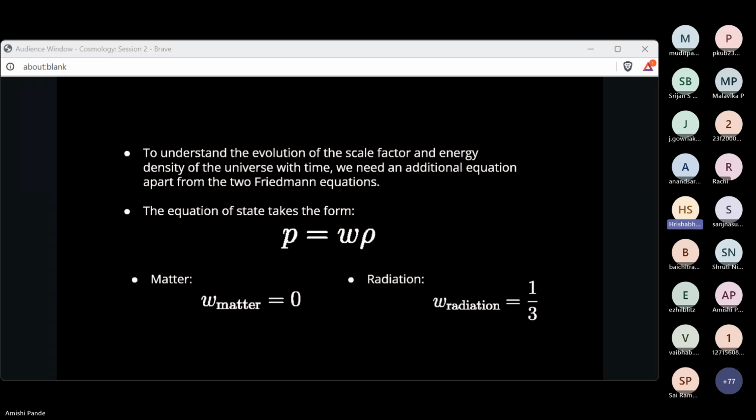Now, if you try to find the equation of state parameter for radiation, you will see it comes out to be 1 by 3. I'll give you a slight hint how you can solve it. If you remember, we define this when we study kinetic theory of gases.